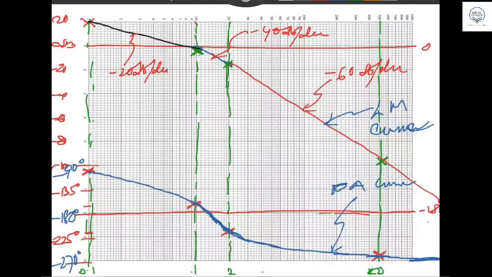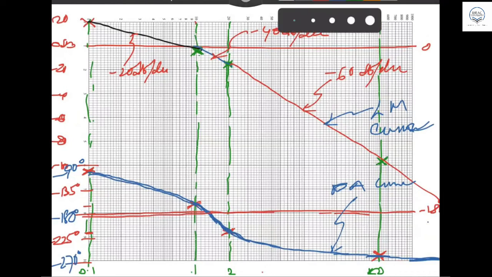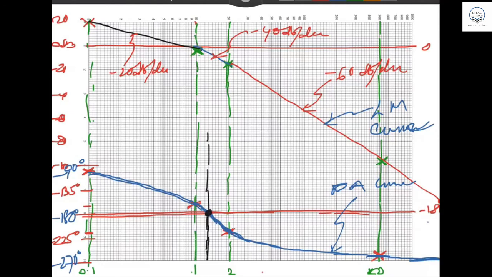This blue curve is your phase angle curve, and minus 180 degree is this line. They are intersecting at this point. This is the point of intersection. So at this point, with the scale, you can draw the line, and that line is the frequency line you are getting through that intersection point, and that point gives you the frequency here.